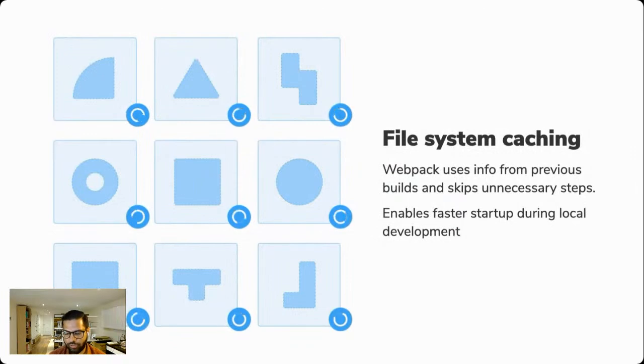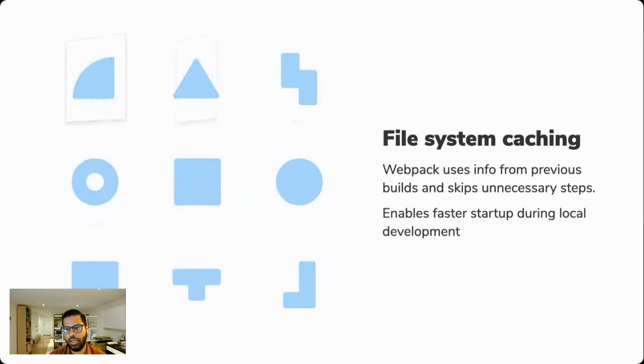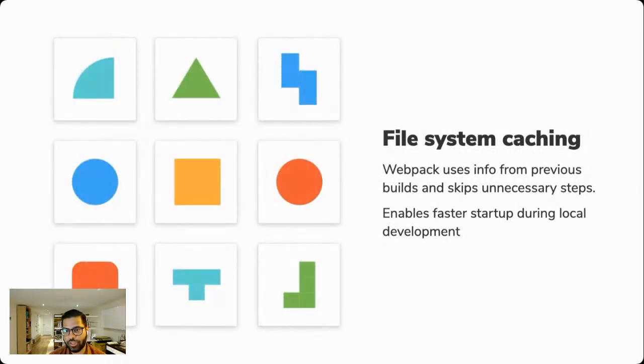The other feature we're taking advantage of now is Webpack's file system caching feature. This is where Webpack caches the build output between Storybook runs, and then it uses that information to skip unnecessary rebuilds and just gets going really quickly.